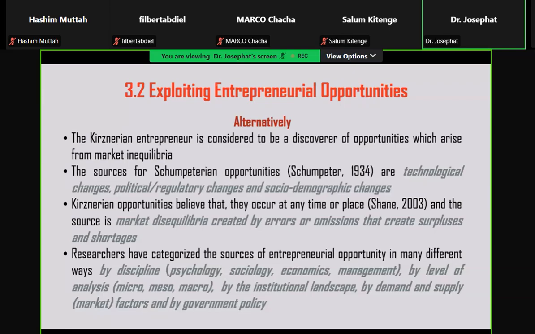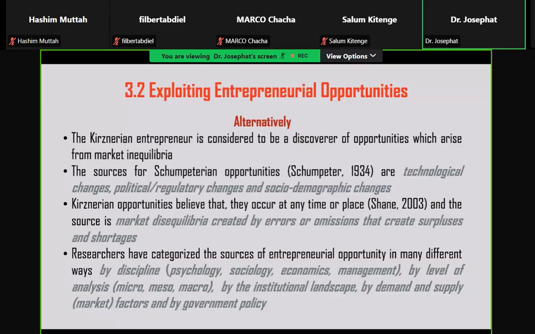Yeye aliamini kabisa hizo opportunities zinasababishwa na those two market forces ambazo tunaangalia demand and the supplies. So mojawapo ikiwa disrupt, that's where opportunity inaweza kuarise. It's whether the demand is high or the supply is high. And research also categorizes the source of entrepreneurial opportunities in many different ways.